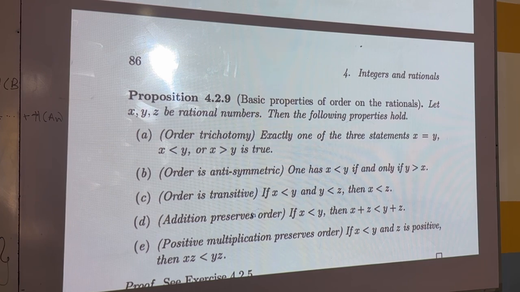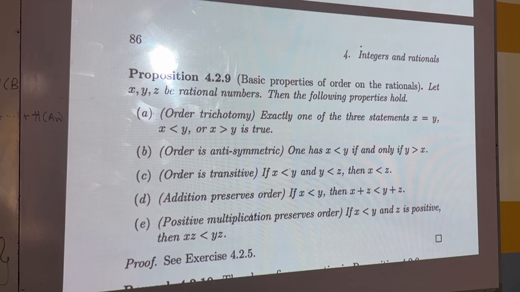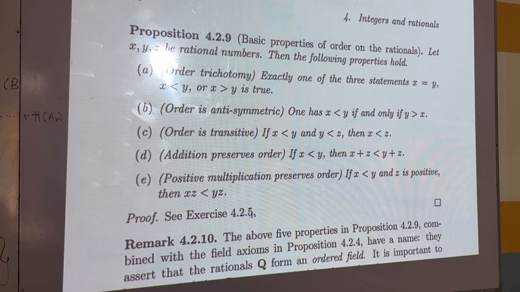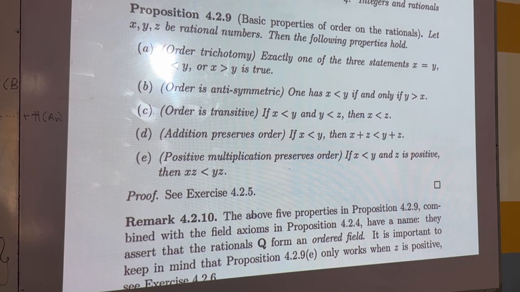Order is transitive, which has the same proof actually. Addition preserves order, we had it before. And positive multiplication preserves order. He doesn't have negative multiplication here; sometimes he writes it, sometimes he does not.